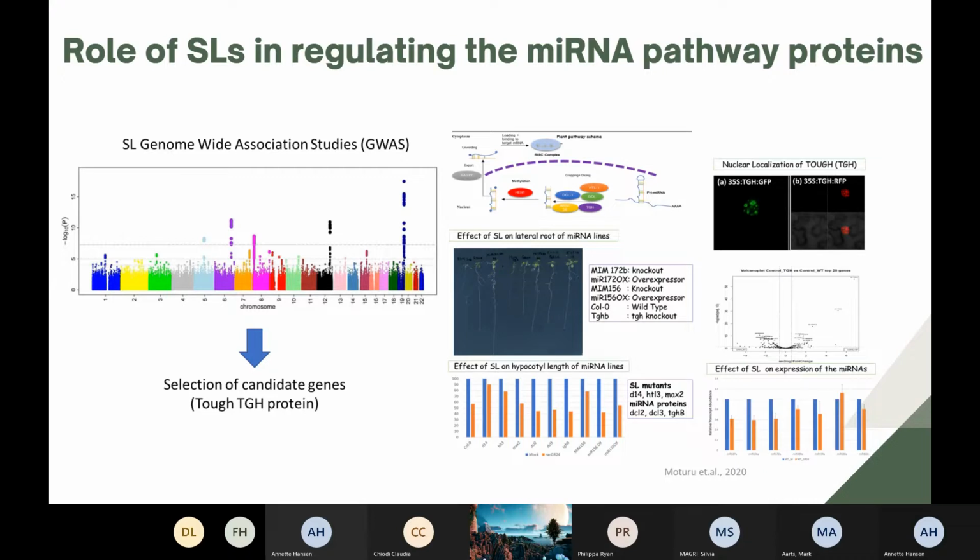We started to look at the phenotypes of the microRNA lines, overexpressors and knockouts. At the same time, we also did a transcriptome-based study, combining the expression, transcriptome, and phenotype. We have seen a regulation between strigolactones and this TUF protein involved in the microRNA pathway. There are still some question marks, but we were able to clearly establish a tight regulation of the microRNA pathway genes by strigolactones, which connects with phenotypes like lateral roots or hypocotyl.